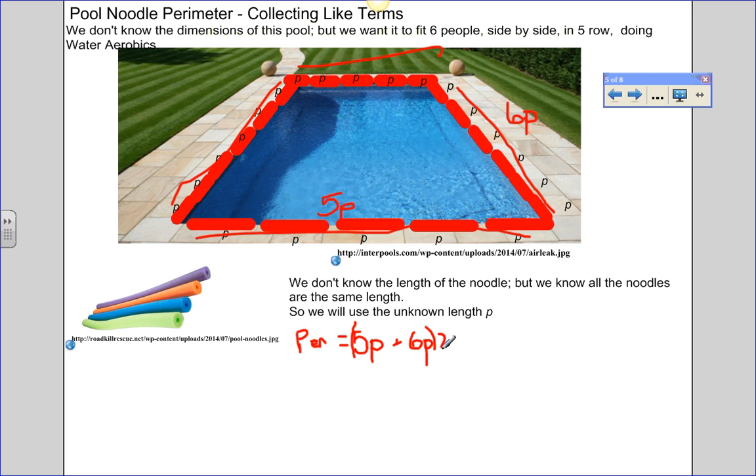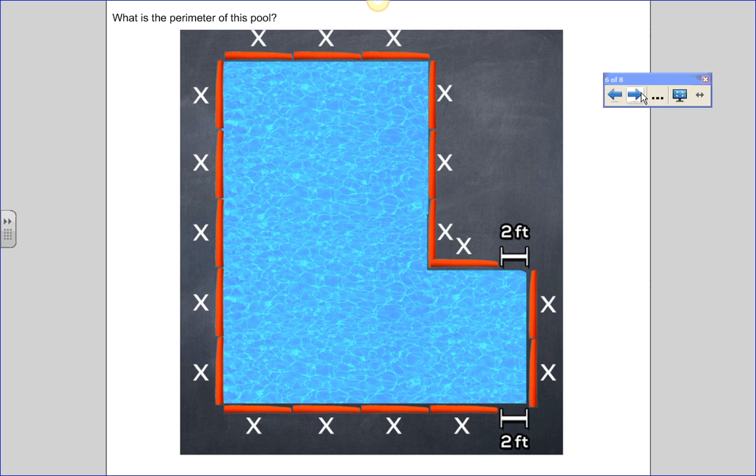Of course, I can count all the P's, and it turns out that I have 5 and 6 is 11, and 5 and 6 is another 11. So I have 22 P's, or 22 pool noodles, is the length. So what do you think is the perimeter of this pool? This time they've used X as the length of a pool noodle, which we don't know, but they also know that this section right here is 2 feet in length. So what do you think is the perimeter of this pool? Pause the video and discuss.